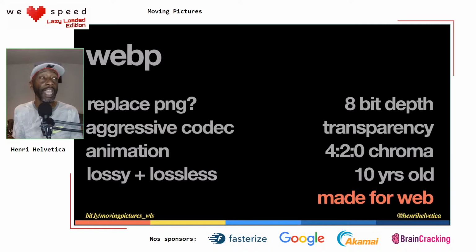Lossy and lossless flavor, 8-bit depth. So it was believed that images online didn't really need to go past 8 bits. That was 10 years ago. Today, we obviously can go a little further, but the fact is that this is what was believed at the time. Transparency is made available. 420 chroma subsampling. Again, at the time, we didn't believe that 422 or 444 was that necessary. But as I mentioned, it is a 10-year-old format. So it's not super old, but it's definitely not a new format either. And as I've said, at the time, it was believed that this is a format that was made for the web. So that's why people were very excited about it.